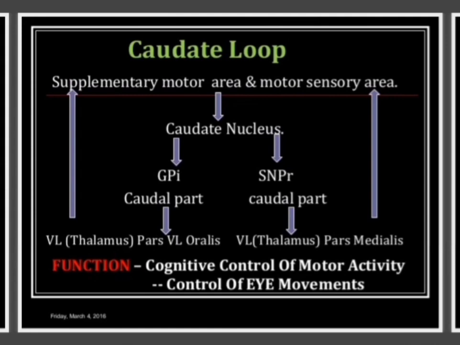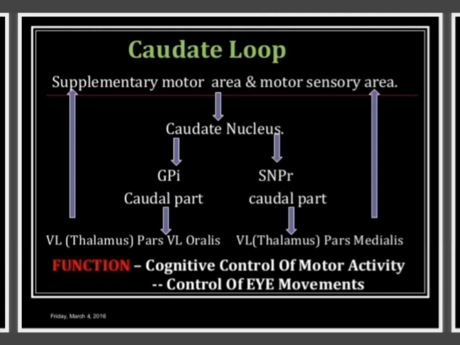Caudate loop. It has two circuits: one is the caudate, the other is the putamen. The supplementary motor area and motor sensory area give rise to the messages, fibers, and signals which go to the caudate nucleus. And from the caudate nucleus you have the caudal part of the substantia nigra and globus pallidus internal.